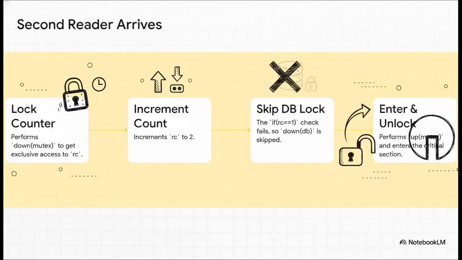Okay, so what happens when a second reader comes along? Well, it also locks the counter and bumps the count up to 2, but look, the code that checks if it's the first reader is false. It's not the first reader, so it doesn't need to lock the database again. The first reader already took care of that. So it just unlocks the counter and waltzes right in.